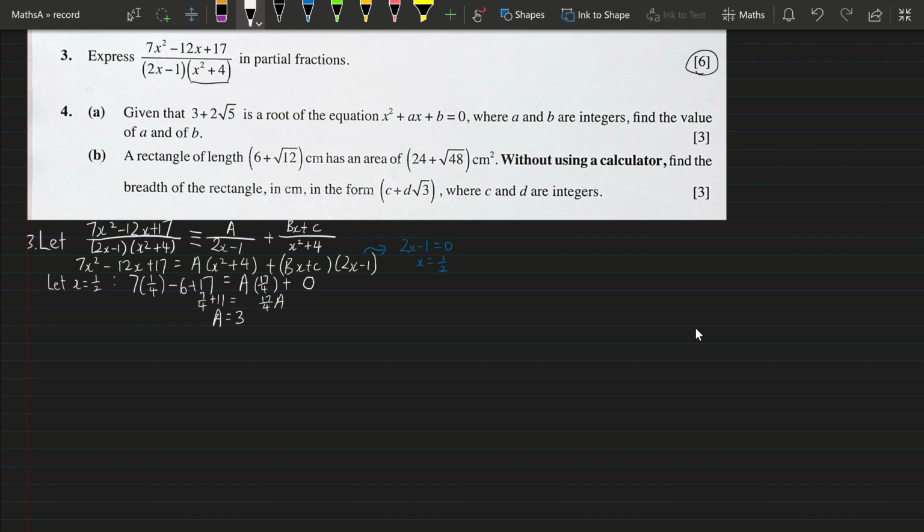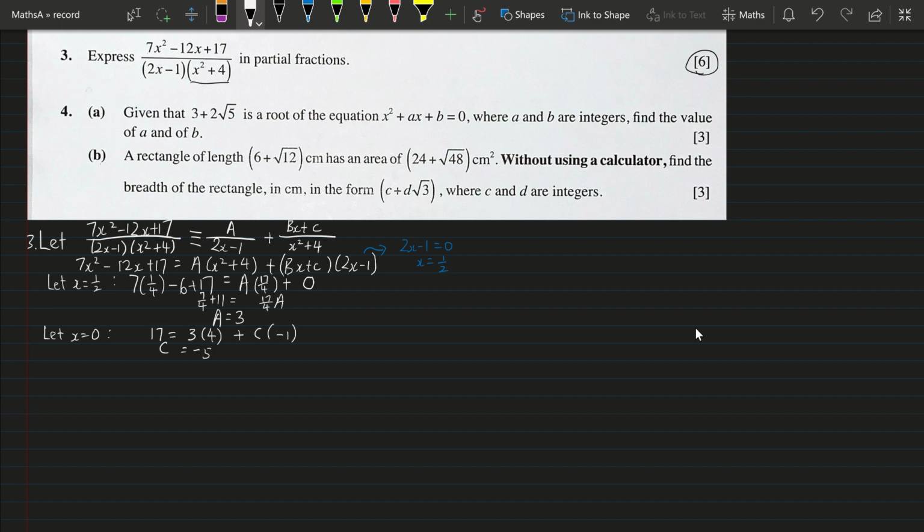Okay, then the next thing we can continue using this idea. Let x be equals to 0. Always use simple numbers that are easy to calculate. So left hand side 17, right hand side is just A, 3 times 4, I'm sorry, plus, when we let x be equals to 0, we'll just have c multiplied by 0 minus 1, negative 1. So c will be negative 5. That's correct, yep. See, that's how fast you can do it.